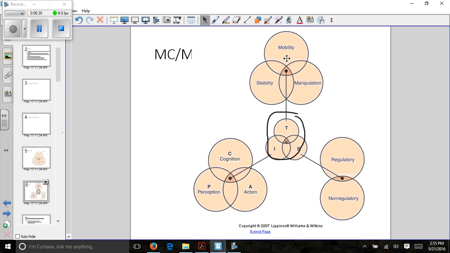So we then will say, okay, this person has enough range of motion in their trunk to then actually maintain a stable seated position. And then we can give them something that they actually have to manipulate with their hands and see if they can maintain that seated position.